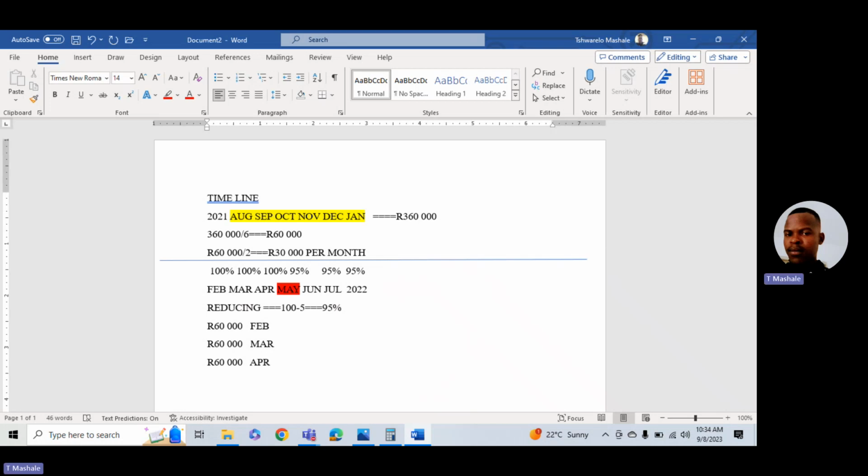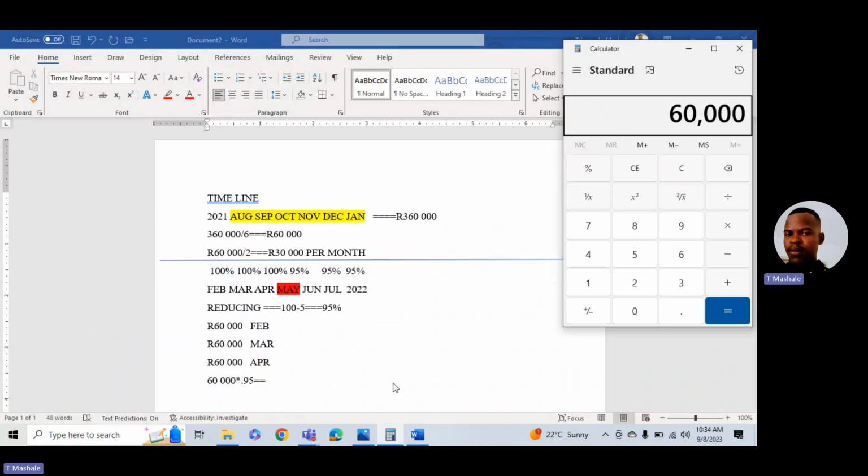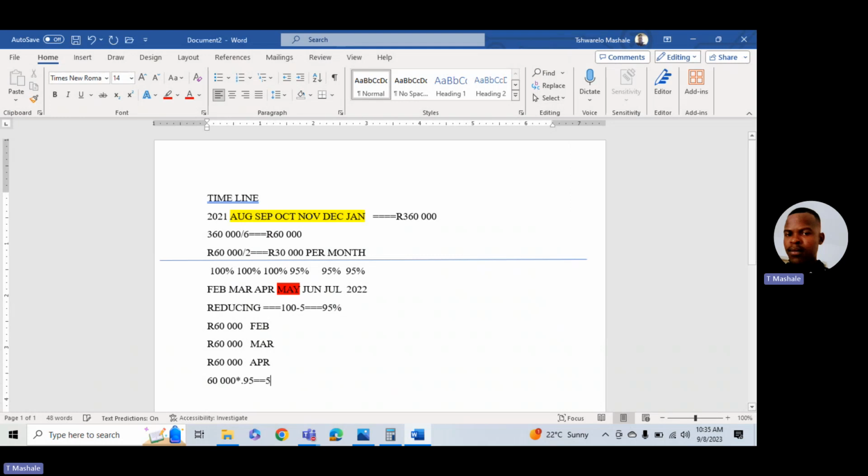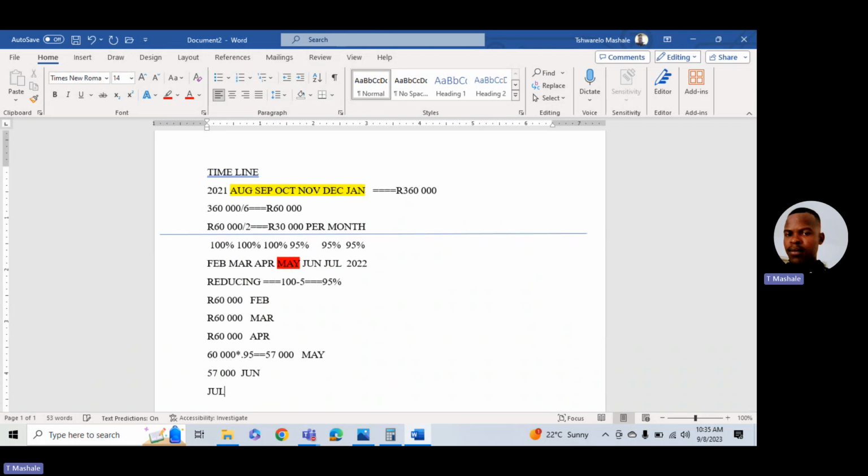Then we go to May. When we get to May, it has to be 60,000 per month multiplied by the 95%. How much? That will be 60,000 multiplied by the 95%. That's 57,000. So that means in May, they're going to earn 57,000, both of them. And then on June, they are also going to earn 57,000. And even in July, they are also going to earn 57,000. That's in July.